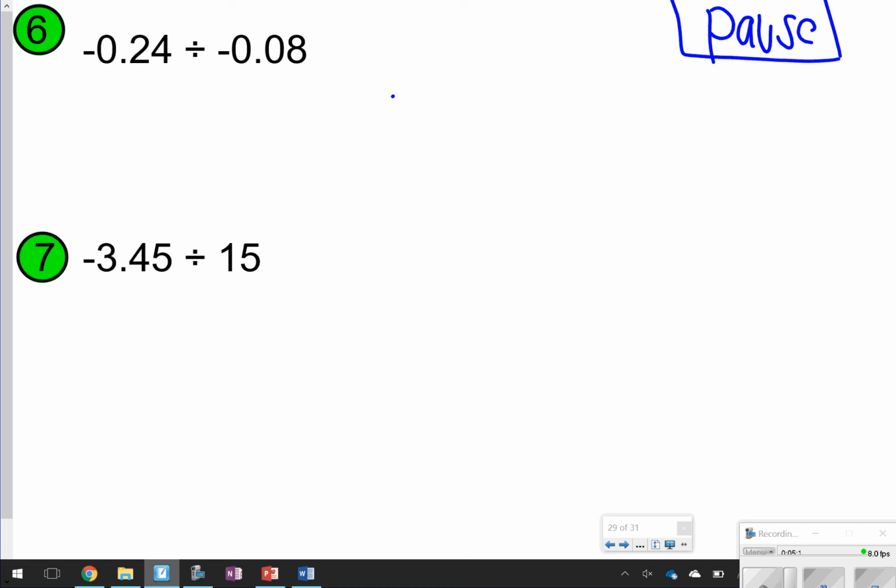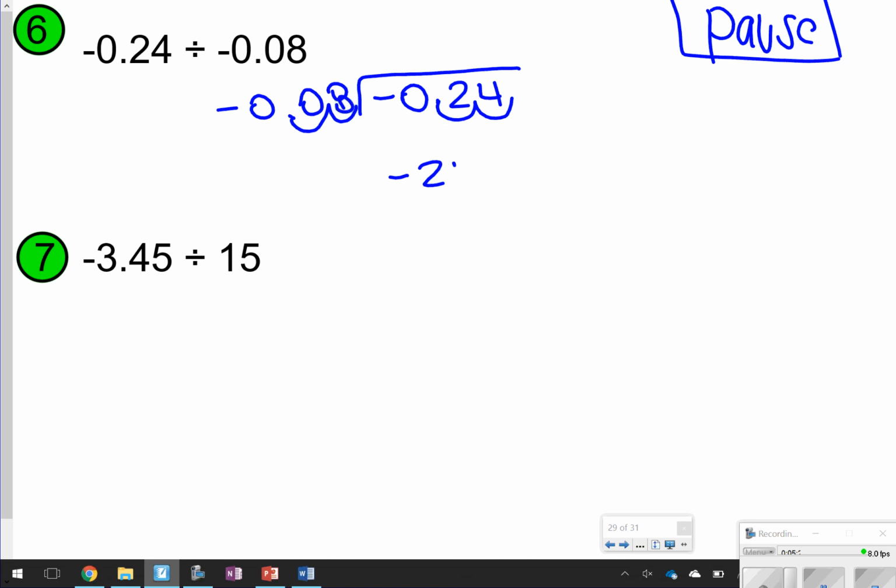Alright, so number 6 is going to be set up like this. Negative 0.24 divided by negative 0.08. Again, can't have any decimals on the outside, so I have to move it until it makes it a whole number. Once, twice on the outside, so also once, twice on the inside. This is going to change my numbers now to negative 24 and negative 8.